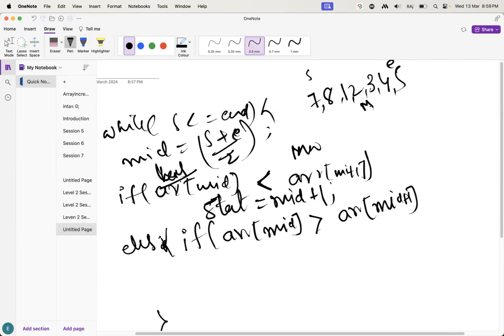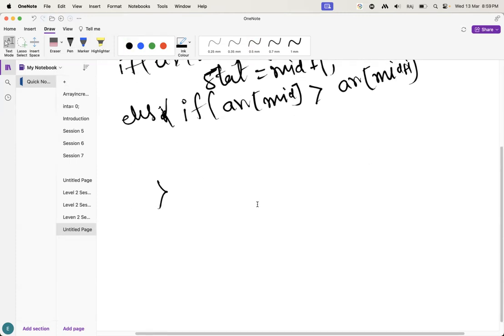Guys, have you understood this one, the mid value? Yeah. Now check this one. Yeah, it will be 2. Now check the next value. So for this one, what will the next value be, guys? Wait.